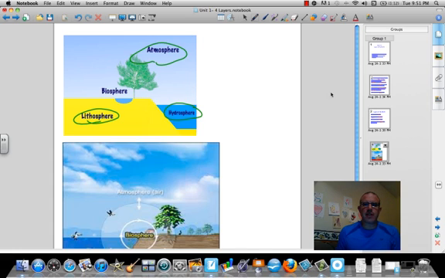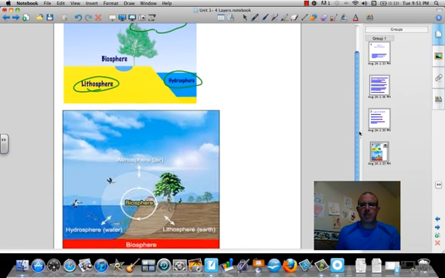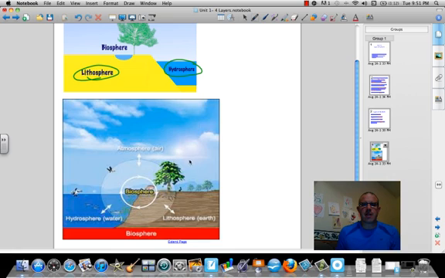Now there is also the biosphere, which is the biological material, but that's not something we're really going to focus on. We will mention it because the biosphere in this particular picture, though, does show an interaction between the living organisms and the air, water, and the lithosphere.